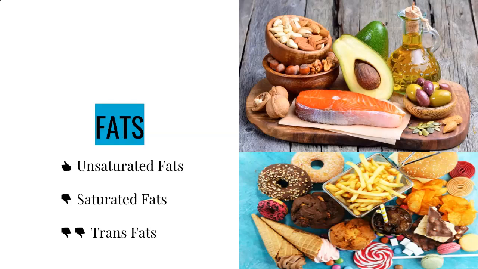If you look at the pictures on the slide, in the top picture, those are primarily unsaturated fat sources. So you see the salmon, olives, there's some almonds, avocados, and some nuts on there. And then in the bottom picture, those are food sources of those saturated and trans fats. So you can see the deep fried French fries, candy, chips, ice cream, things like that.